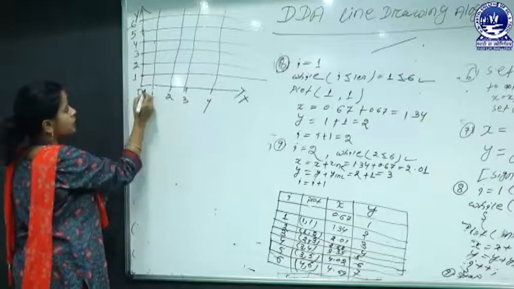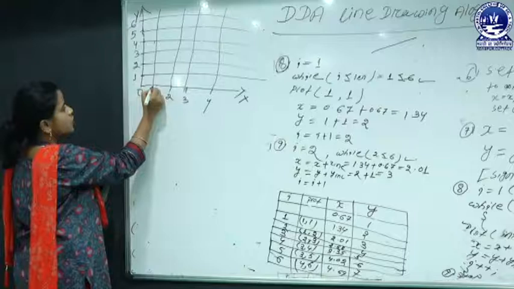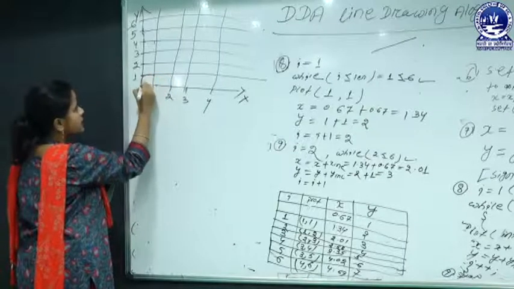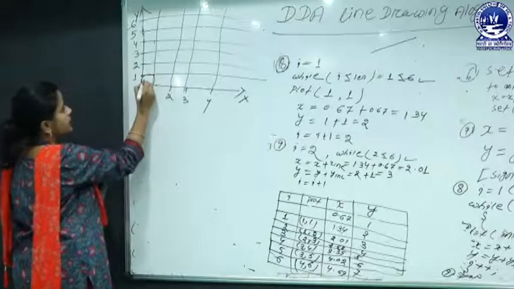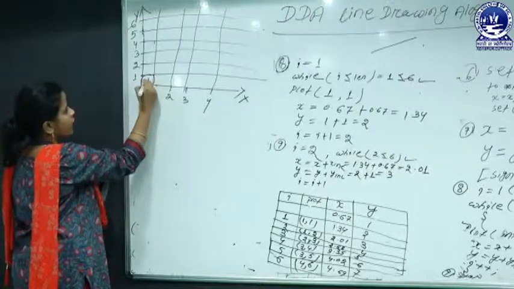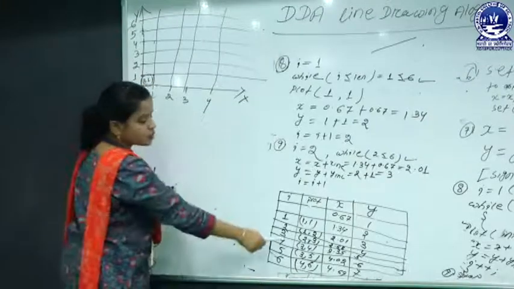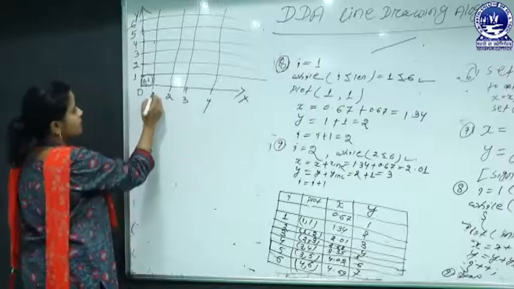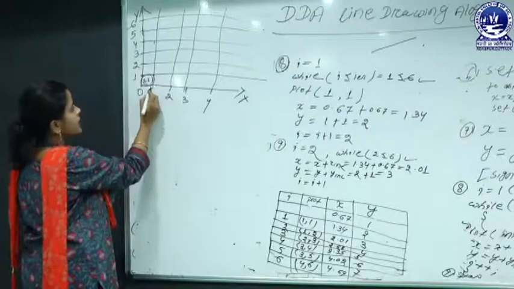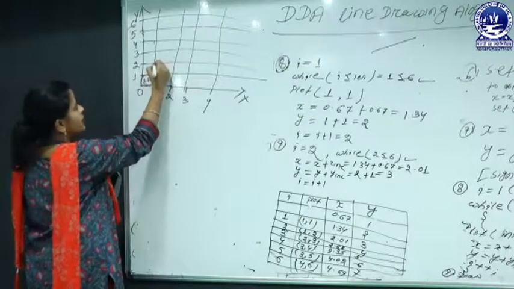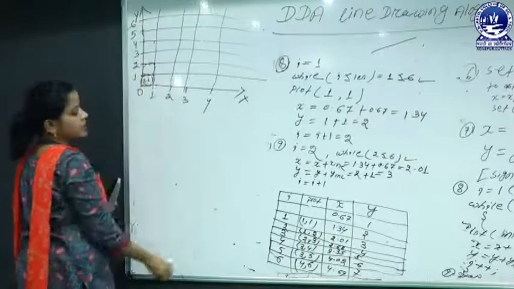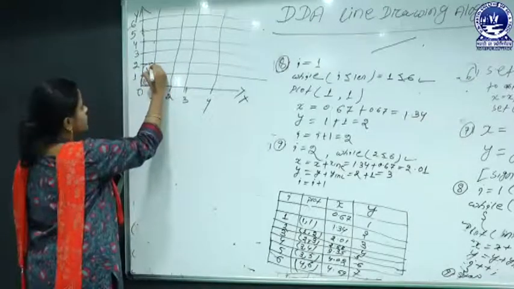That means the x coordinate is 1 and the y coordinate is also 1. So this cellular structure contains the 1, 1 pixel point. Similarly, now we draw the second pixel point, which is 1, 2. That means the x axis is 1 but the y axis is 2. So this cellular structure contains the next pixel point, 1, 2.